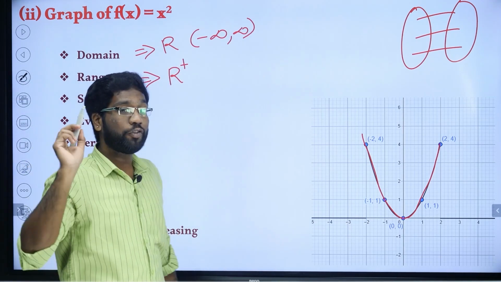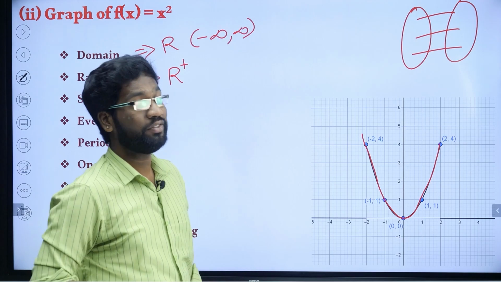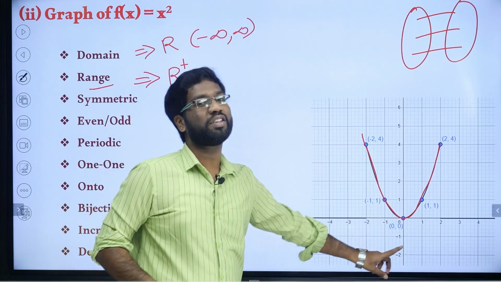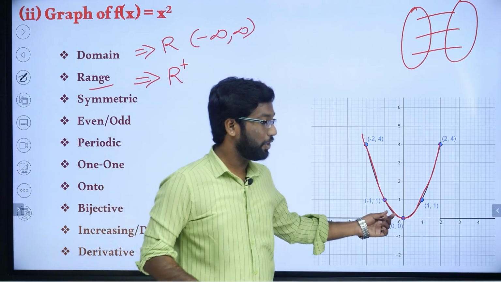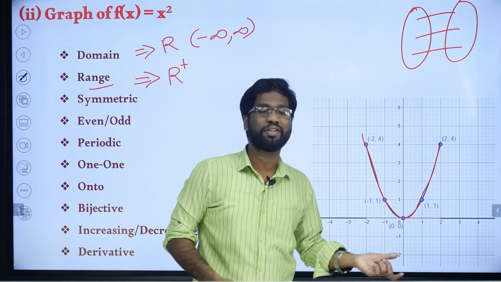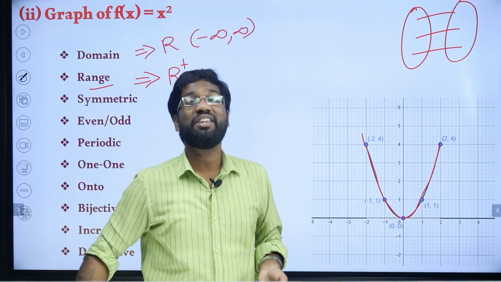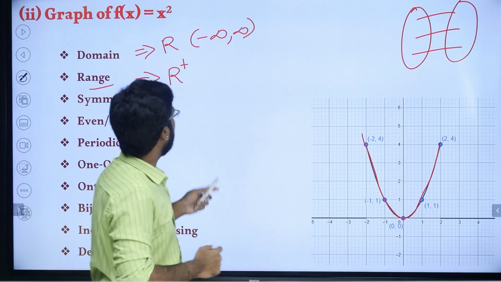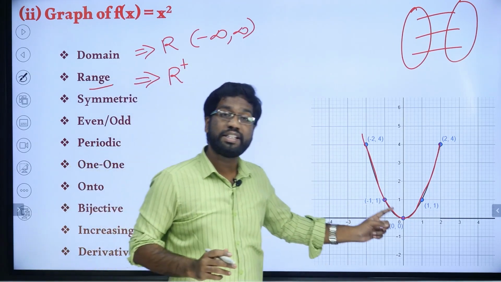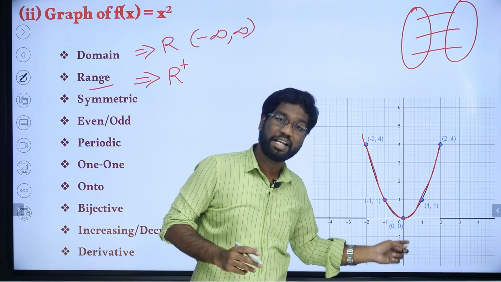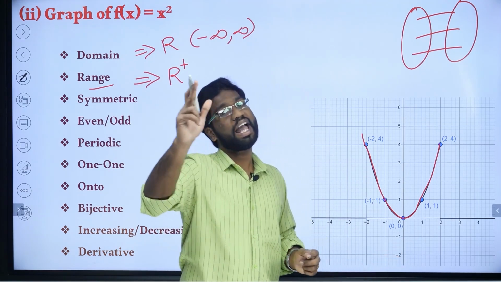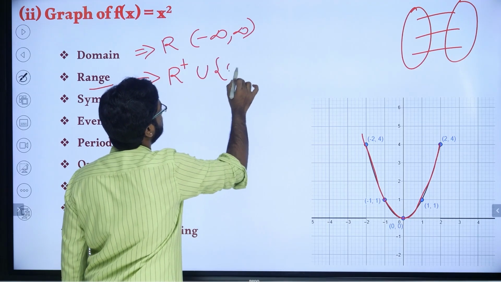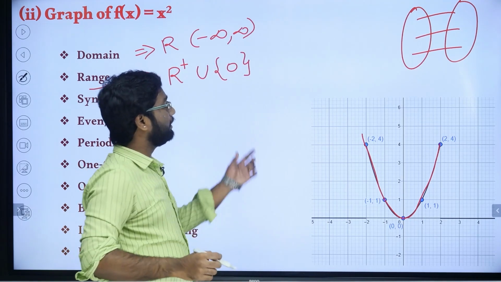But here you have to note one point, my dear students, which is 0. 0 is not included in the positive real numbers. Why, sir? Because 0 is neither a positive nor a negative number; it is neutral, in the center. But 0 is there in my function. 0 is there in my domain as well as range. So what do I have to do? I have to include it using the union symbol, and that is a set.